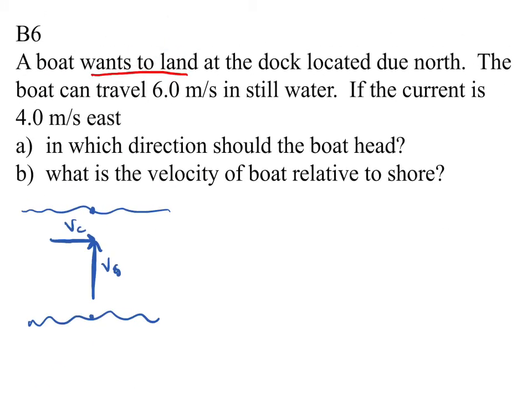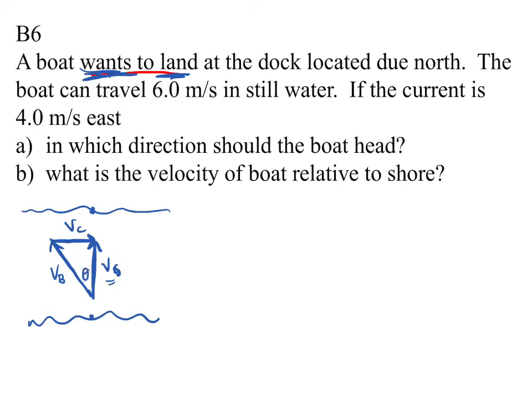So how does it do that? What if my boat actually heads in that kind of northwest direction? And then the current pushes it to the east, and then look at that, it goes straight across. So anytime you see that it wants to land, that's when you know that it's going to offset how it's going so it can go straight, and what we're looking for is not the hypotenuse.